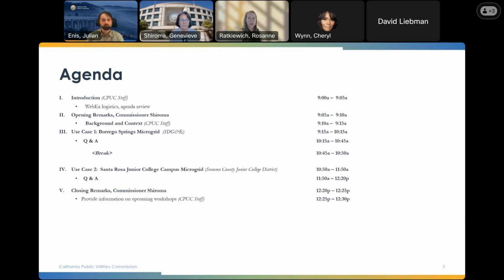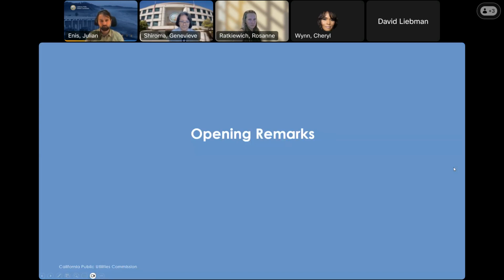And Sonoma County Junior College District will be demonstrating the use of the methodology from a different approach, as I said, on the Santa Rosa Junior College campus that incorporates various resiliency considerations and solutions, which include, but are not limited to, the campus microgrid. And I'll turn it over to Commissioner Shiroma.